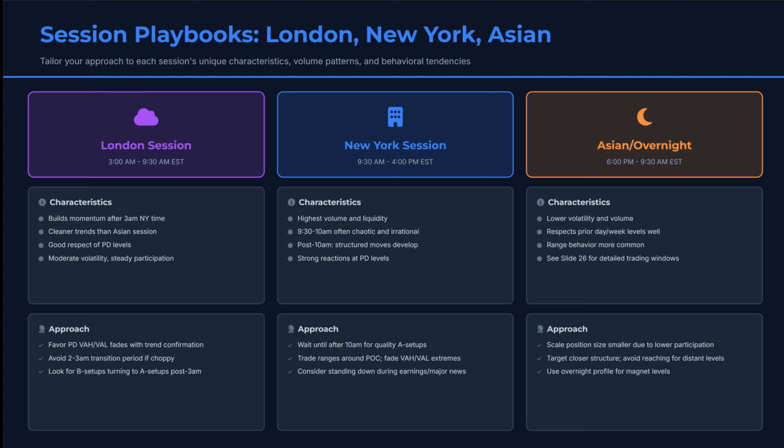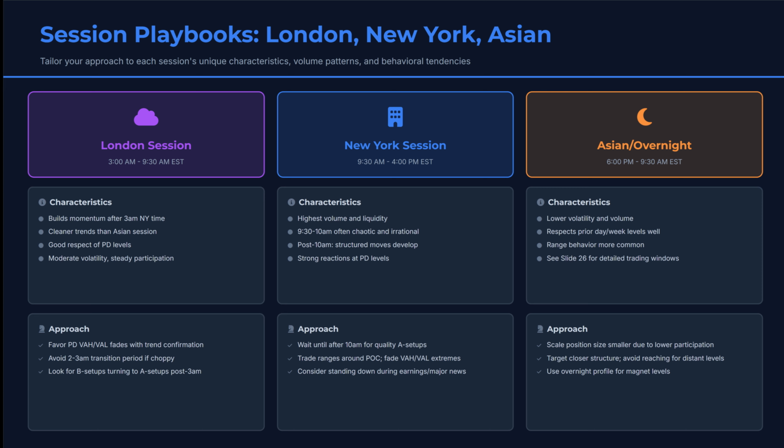Finally, look for B setups turning into A setups post 3 a.m. What does this mean? You might identify a B-grade setup at 2:30 a.m. Maybe price is near PDVAL, but your trend isn't aligned yet, or you don't have a strong rejection candle. That's a B setup, valid level, but you're waiting for confirmation. Then at 3:15 a.m., after London liquidity arrives, your trend shifts bullish and you get a strong rejection wick off PDVAL. Now it's an A setup. The session transition can upgrade your setup quality, so be patient and wait for that confirmation.